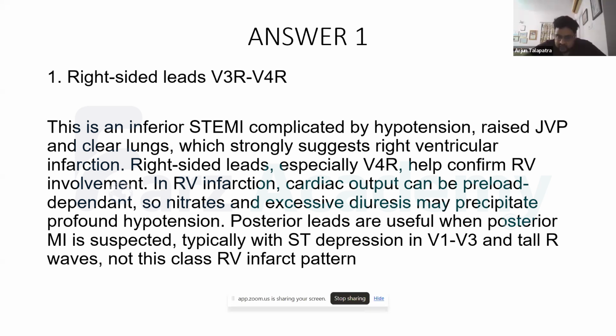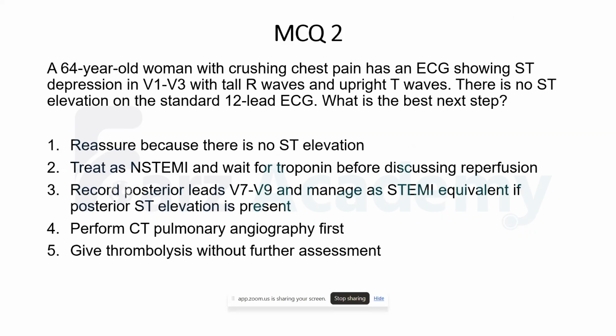Okay. And so that's why posterior leads are useful when posterior MI is suspected. Typically, if you see an ST depression in V1 to V3, it's always important to confirm it with the reciprocal changes in your posterior leads.